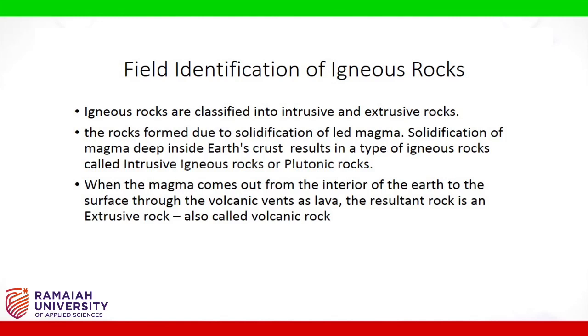Solidification of magma deep inside Earth's crust results in a type of igneous rocks called intrusive igneous rocks or plutonic rocks. When the magma comes out from the interior of the Earth to the surface through the volcanic vents as lava, the resultant rock is an extrusive rock, also called volcanic rock.